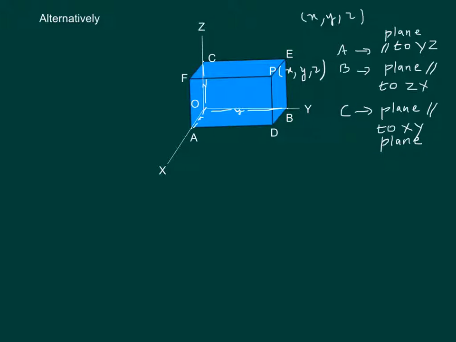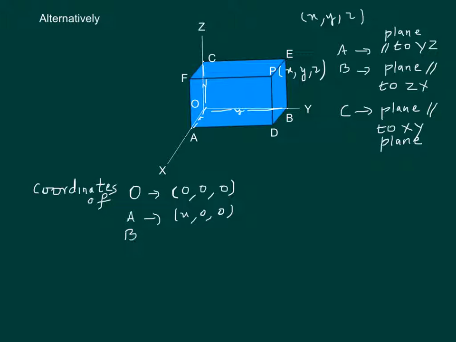Now let us come to the coordinates of the origin. Coordinates of origin O are given by 0, 0, 0. Coordinates of any point on the x-axis, say point A here, are given by x, 0, 0. Similarly, coordinates of any point on the y-axis will be given by 0, y, 0, and on the z-axis will be given by 0, 0, z.